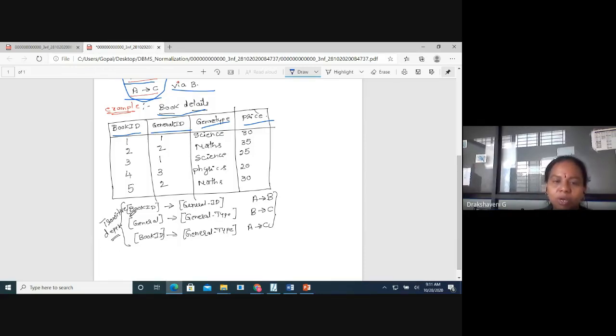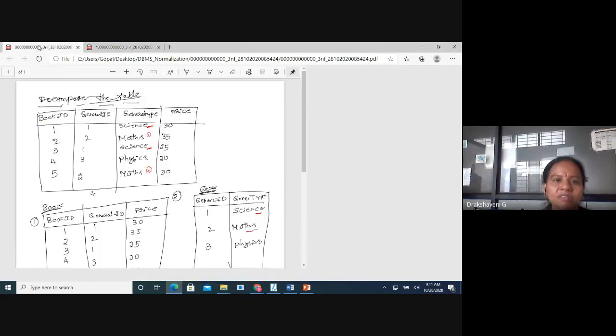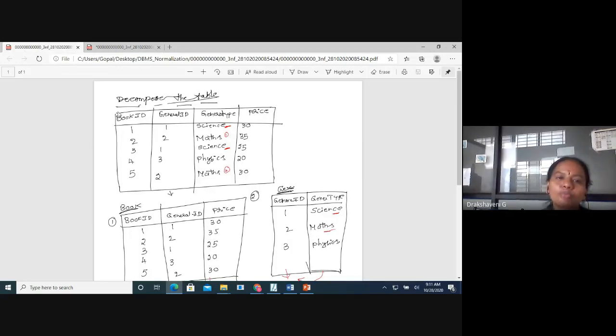You can see here book ID is determining genre ID, and genre ID determines genre type. Then book ID in turn determines genre type. Then we can say this table has a transitive dependency, something like A determines B, B determines C, and A determines C. So this table is not in 3NF. To make this table into 3NF, what do we have to do? We have to decompose this table.